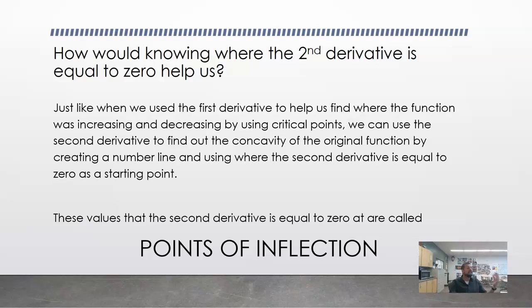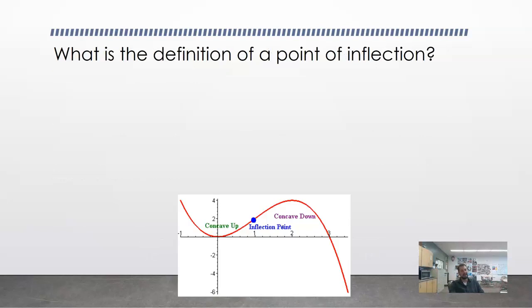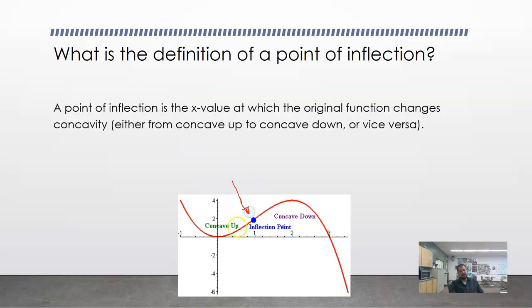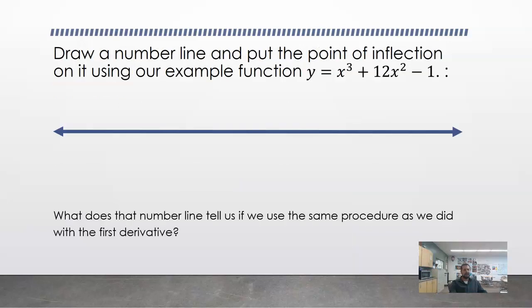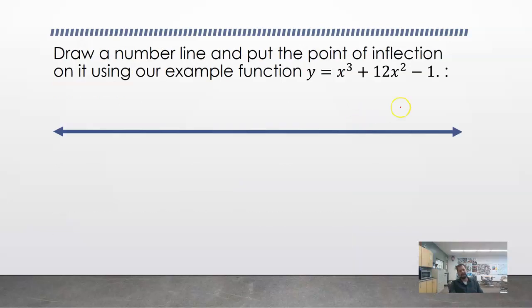Now again, that is different from a critical point. A point of inflection is where the second derivative changes from a positive value to a negative value or vice versa, or if we look at it, it's where the original function changes from concave up to concave down or vice versa. So you can see on this graph right here, the definition of a point of inflection is where the function changes from concave up to concave down, and we've got that labeled on this picture here.